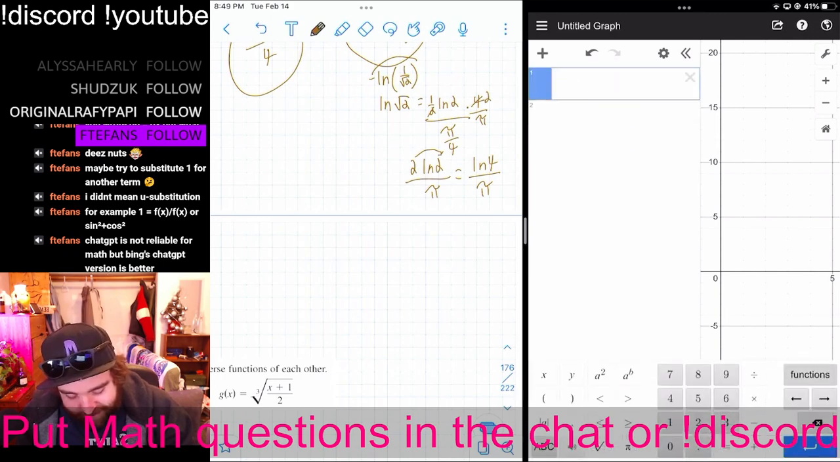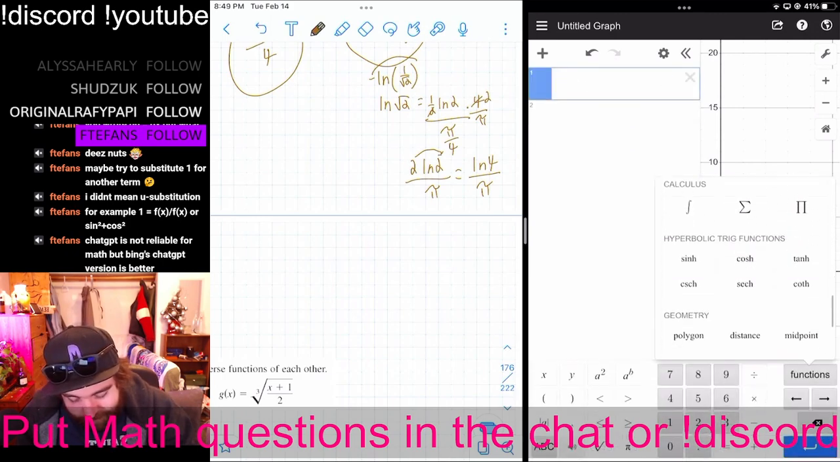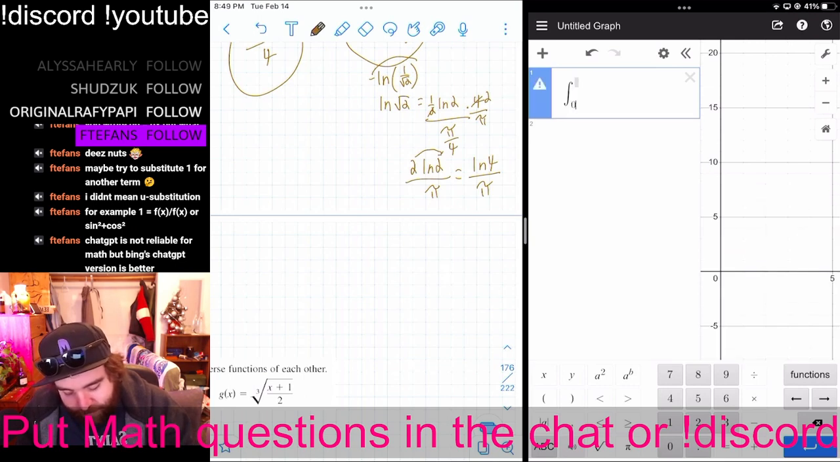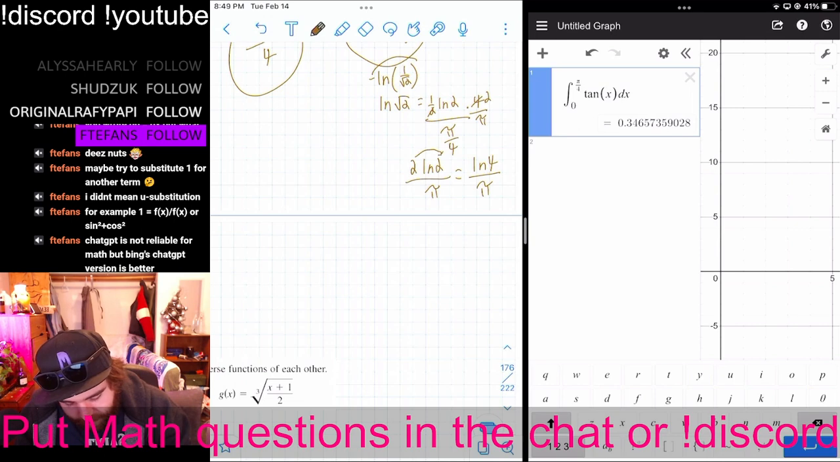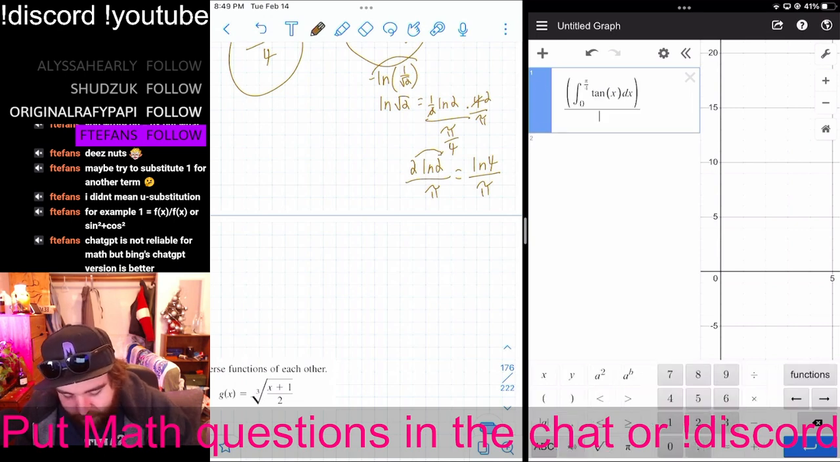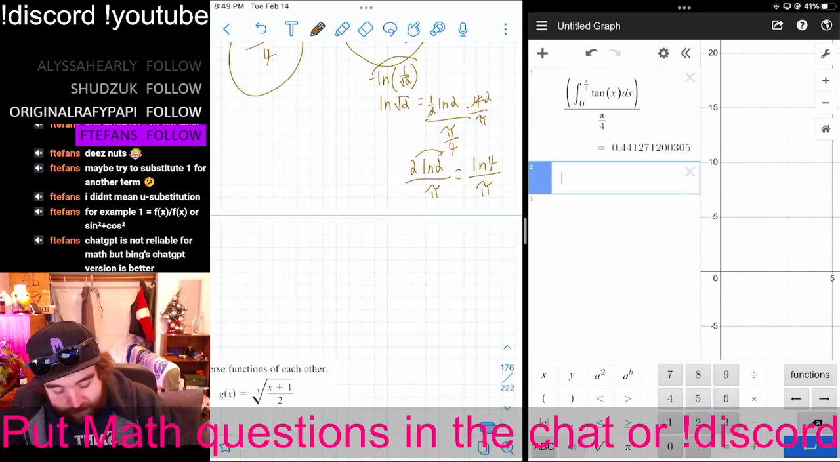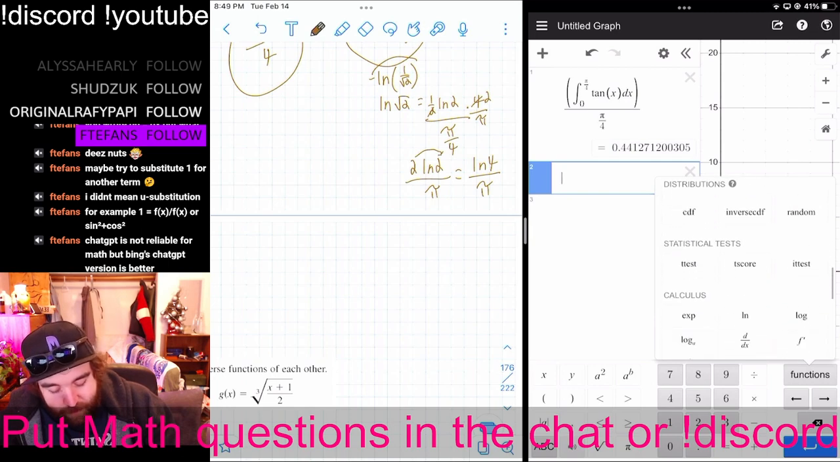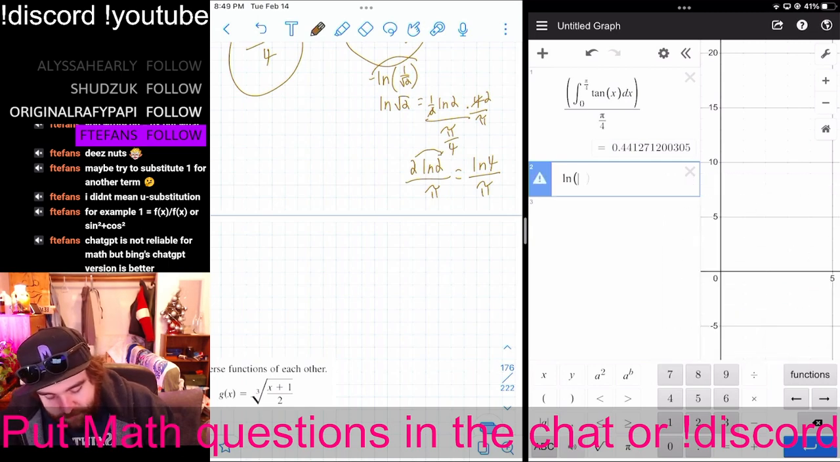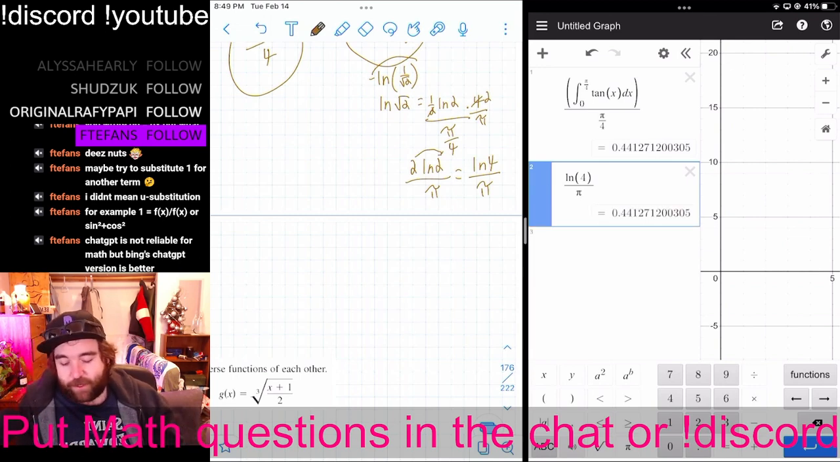But let's plug in and see how well Desmos agrees with us. So we're looking at from 0 to pi over 4 for the function tangent of x dx. And then after they do all that, we want to be dividing by pi over 4. And is that the ln of 4 divided by pi? I have no idea. The ln of 4 divided by pi. Sure as heck is.